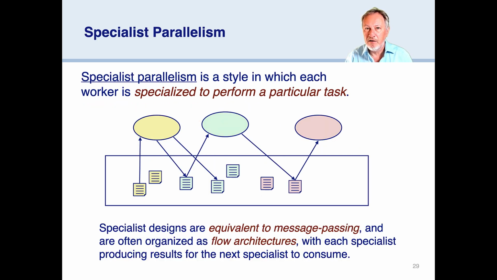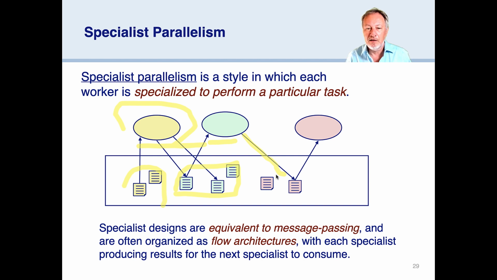And a third style that Carriero and Gelernter speak about is so-called specialist parallelism. With specialist parallelism, every worker is specialized to perform a particular task. Notice, so here we have the yellow process, and it's interested in yellow tasks. It consumes yellow tasks and produces green tasks. The green process consumes the green tasks and produces pink tasks.